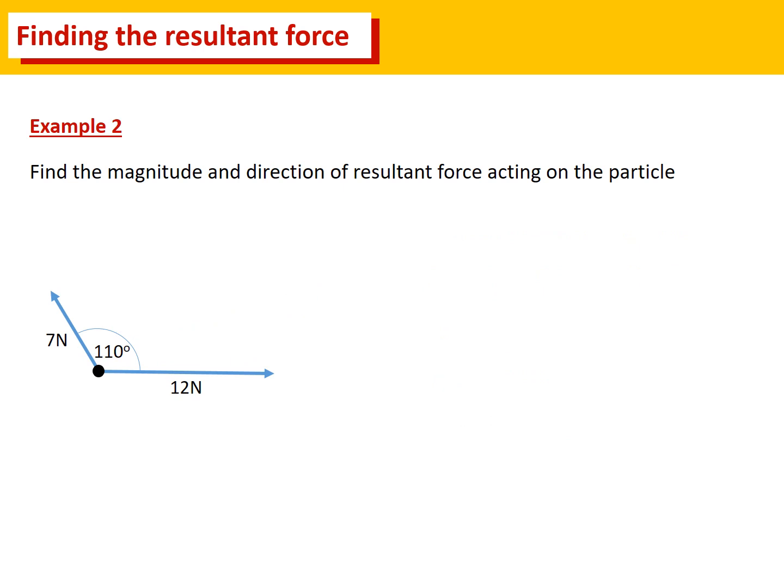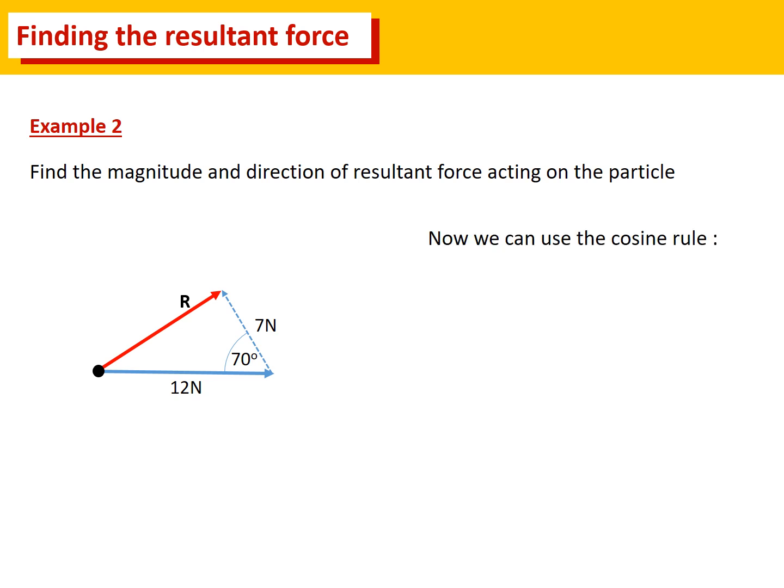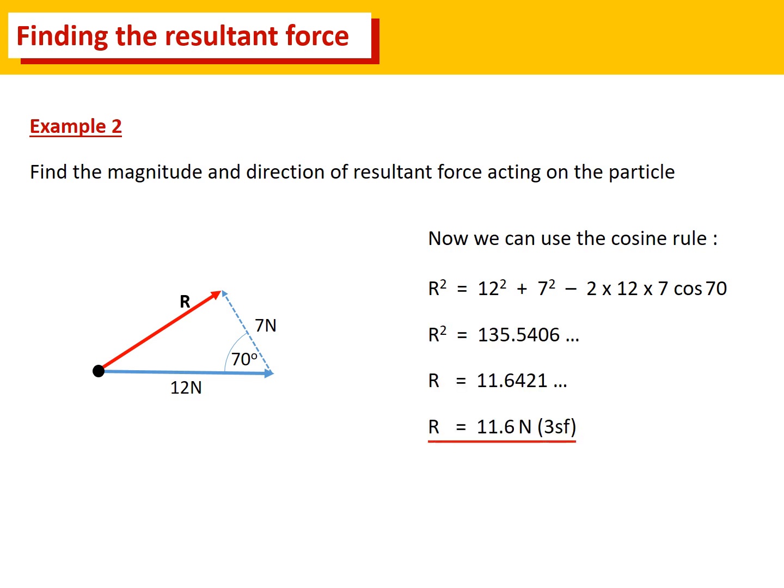Once again, in example 2, we draw a parallelogram. The angle on the outside there would be 110 degrees, so the angle inside the parallelogram is 70 degrees, and we mark the 7 Newton force on the right hand side, and it reduces down to a triangle of forces where once again we have two sides and the angle between, so we apply the cosine rule and working our way through we get 11.6 to three significant figures.